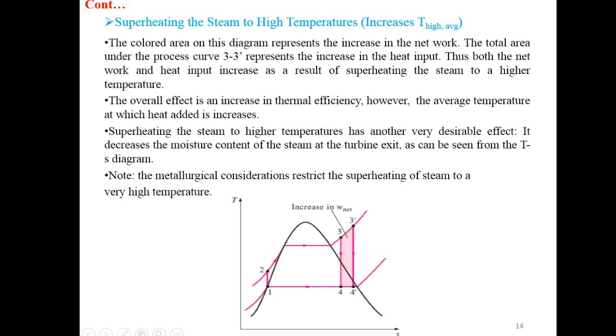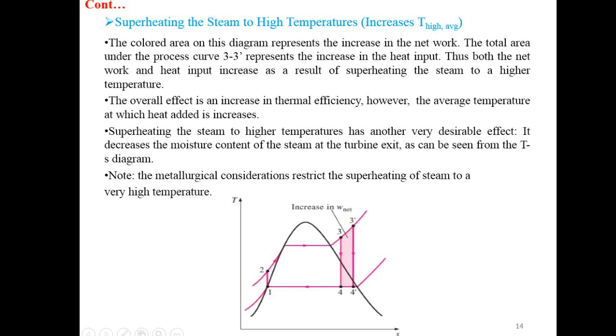Superheating the steam to higher temperature has another very desirable effect. It decreases the moisture content of the steam at the turbine exit, as can be seen from the TS diagram. So when we are getting point 3 and 4 dash, you can see at point 4 dash the value of dryness fraction is more than that of the point 4. So there will be less moisture at the point 4 dash. So there are less chances of blade erosion.